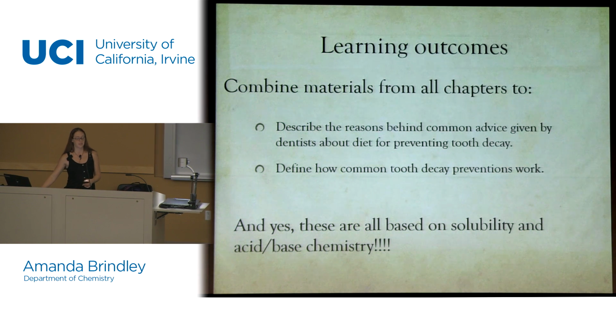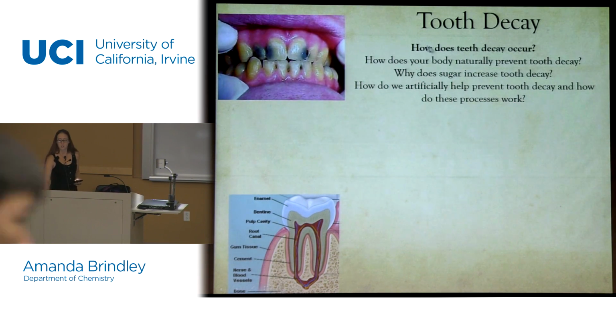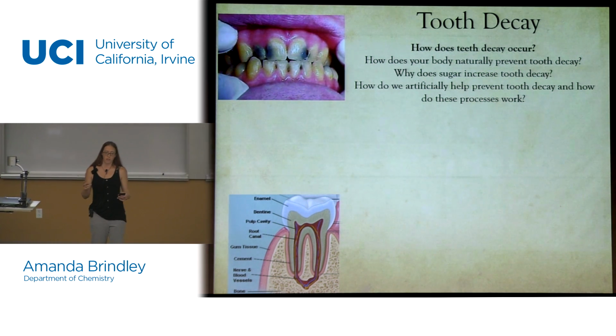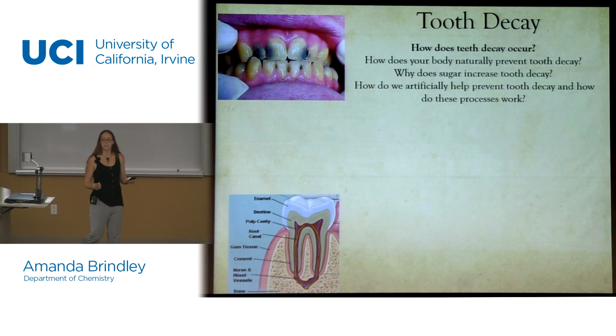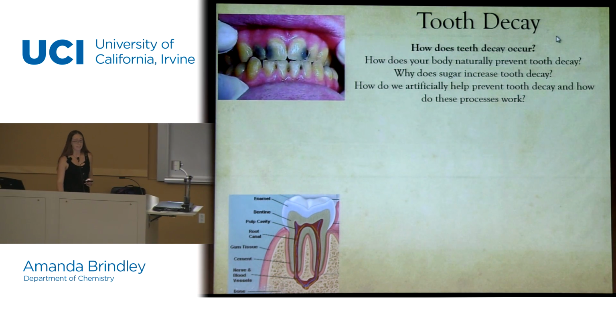I do apologize for the grossness of the next picture. Okay, so we want to talk about why does tooth decay occur? How do you prevent it on your own? Because back in the day when our ancestors were evolving, we didn't have dentists that we went to every single year or so, or twice a year. So how do our bodies naturally prevent this?